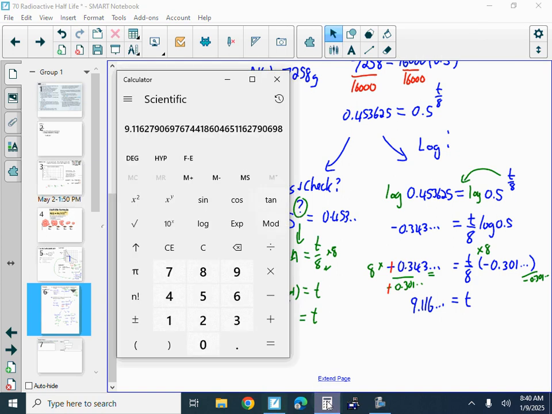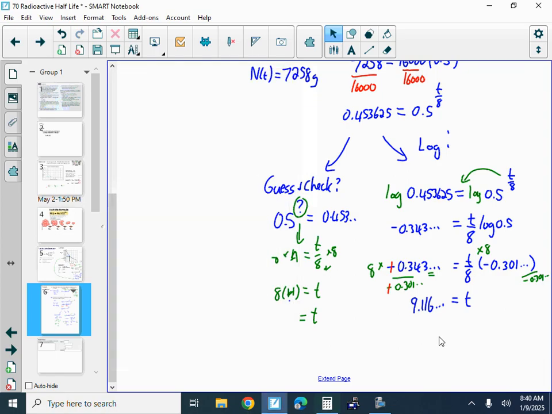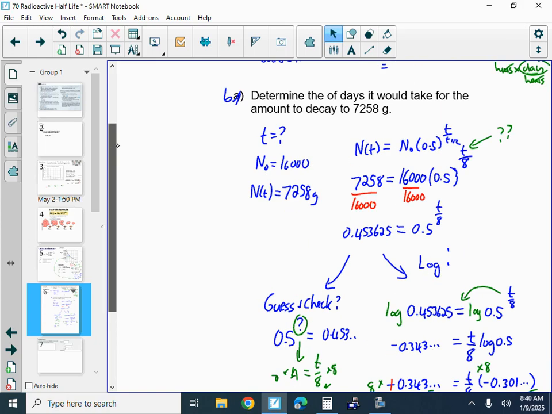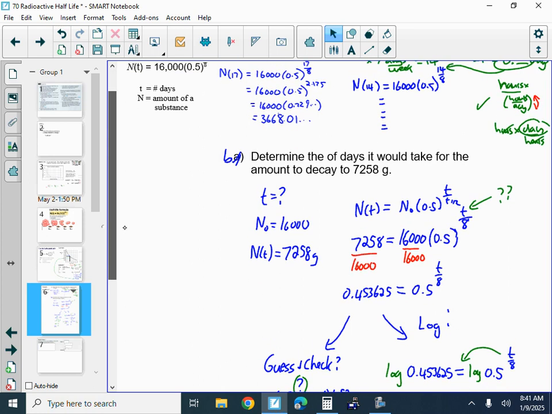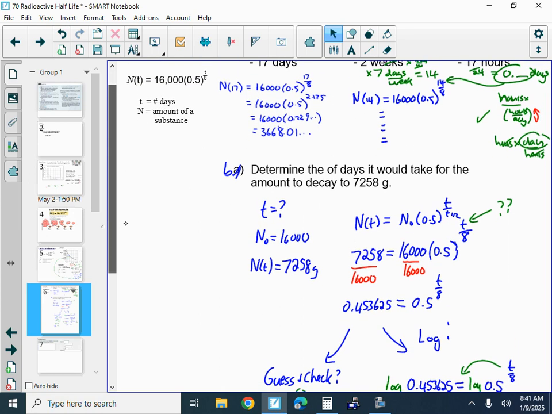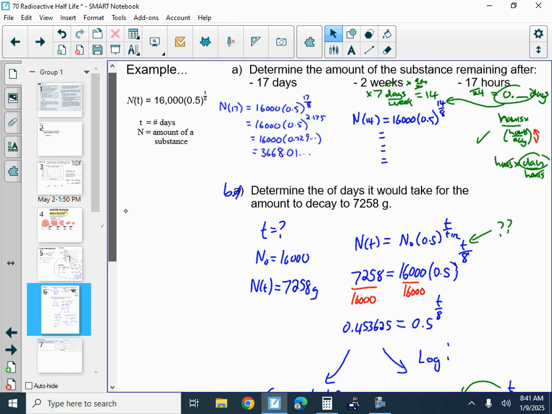9.116, and presumably because I kept at least to the 2 decimal places, my 9.1 is good, right? So 9.12 or 9.1 is questionable there, depending on whether that was rounded right. But basically that means that the answer is this. It's the 9.116. Okay, 116, and this was in terms of days, right? So about 9 days later, there should be 7,258 grams left.